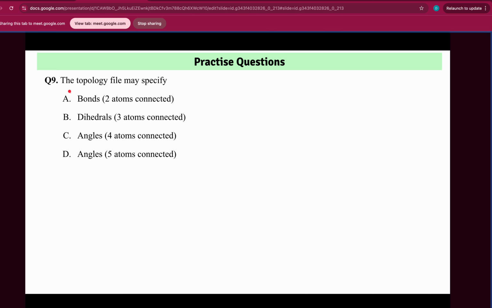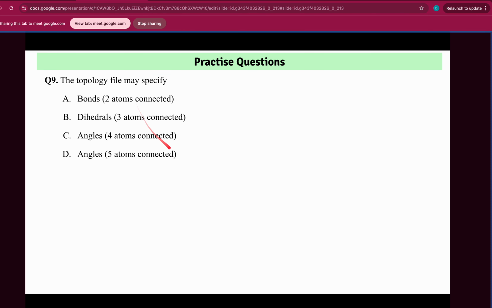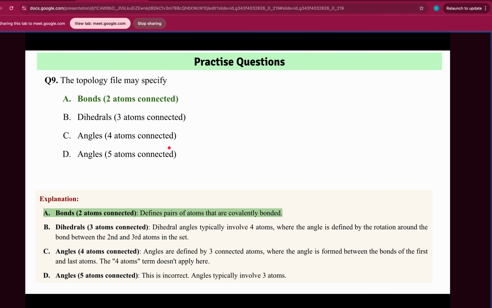Now let's move to our next question. The topology file may specify: option A, bonds, 2 atoms connected; option B, dihedrals, 3 atoms connected; option C, angles, 4 atoms connected; and option D, angles where 5 atoms are connected. So are you aware of this question? Option A. Okay, let's see. Yes, you're right, option A is correct.